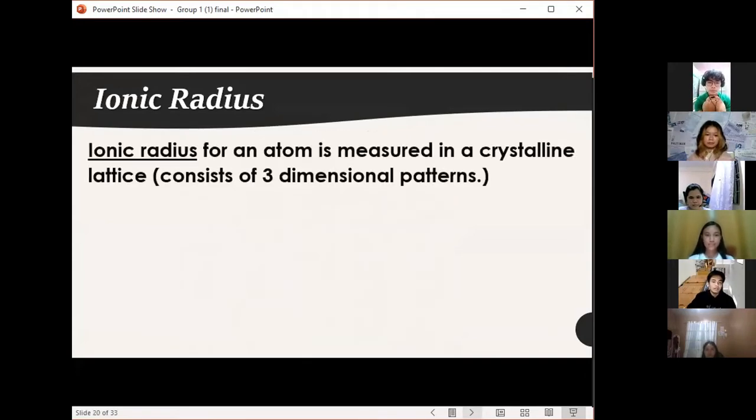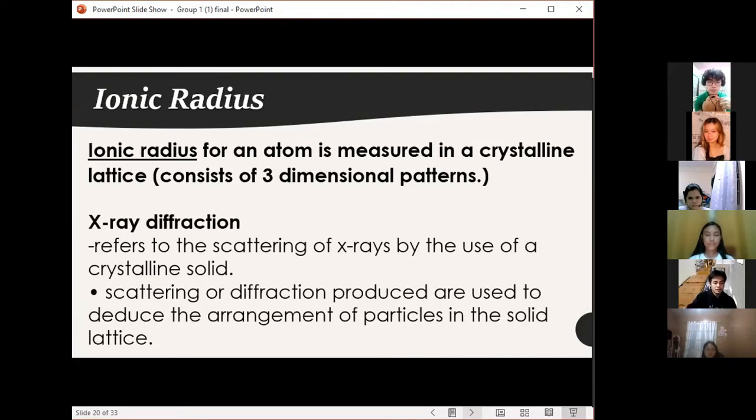Ionic radius for an atom is measured in a crystalline lattice, which consists of three-dimensional patterns, and this has something to do with X-ray diffraction. X-ray diffraction refers to the scattering of X-rays by a crystalline solid. The scattering or diffraction produced is used to deduce the arrangement of particles in the solid lattice.